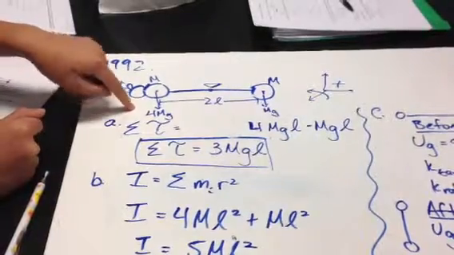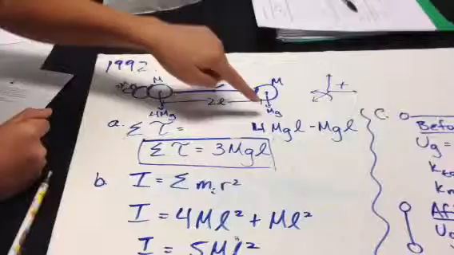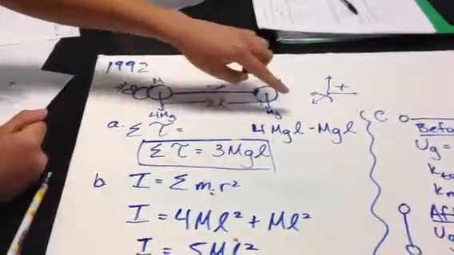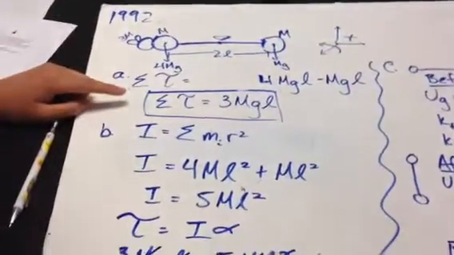the torque exerted by this weight would be positive, and the torque exerted by the weight of this mass would be negative. So you end up getting that the total torque is 4 mgl minus mgl, and you end up with a total torque of 3 mgl.